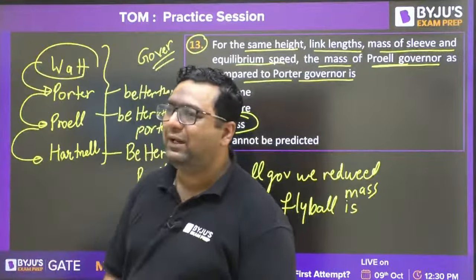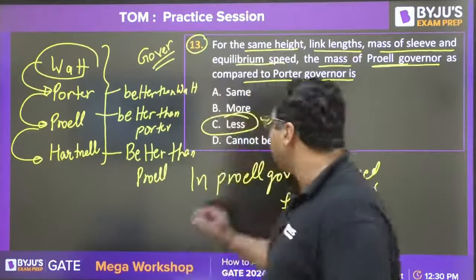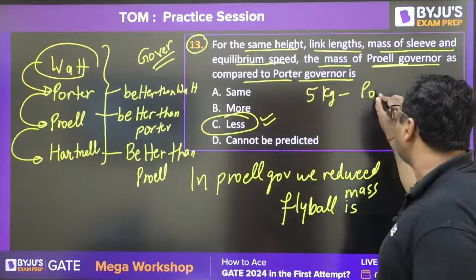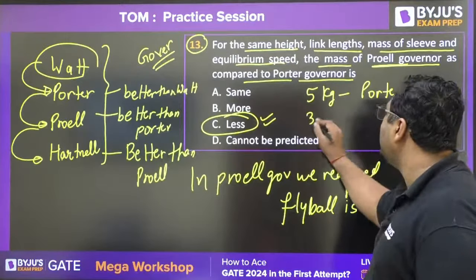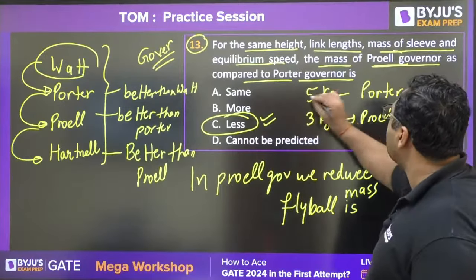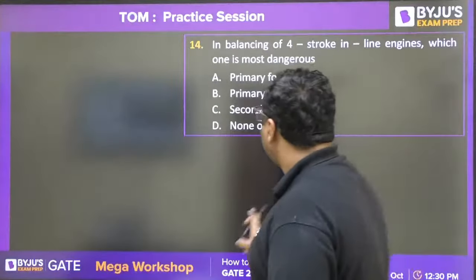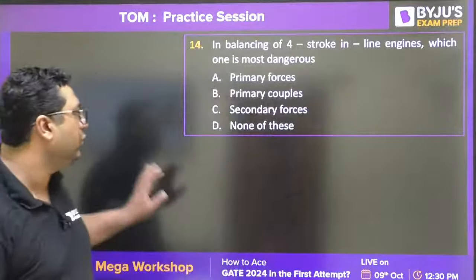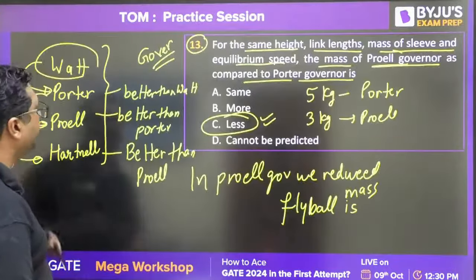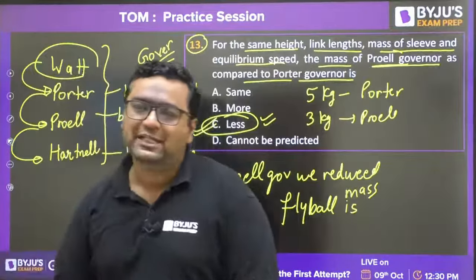Very good guys. So Proell is better. So the answer will be C guys. Why? Because if you are using a 5 kg fly ball in the Porter, then you would be using a 3 kg fly ball in the Proell. So even if the mass of the sleeve is the same, there will be a difference in the mass of the fly ball. So overall governor, if you see, the weight will be less for the Proell.